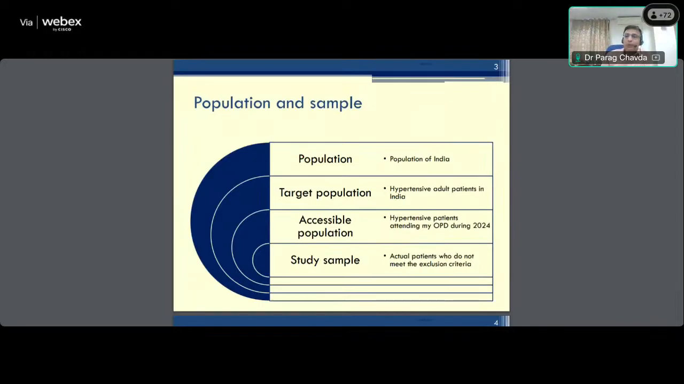So in any layman's understanding, the population could be the entire population of the country or population of a particular state such as Gujarat and so on. But in research studies, we talk about what is called the target population. So target population is a population on which our research findings are to be generalized.